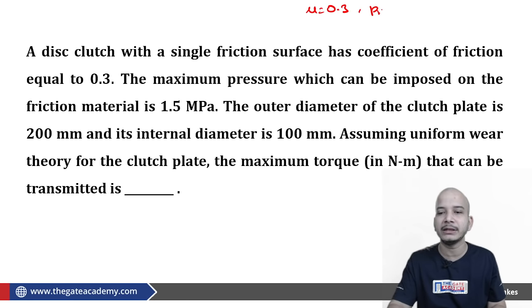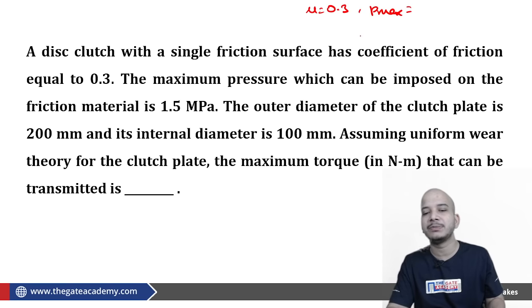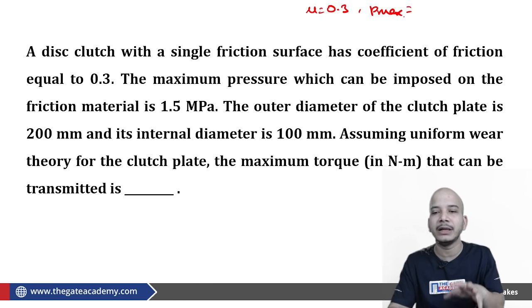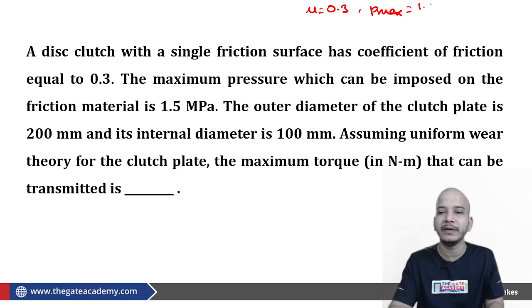They are not saying whether it is P minimum or P maximum, P inner or P outer. They are just saying that P maximum is equal to 1.5 megapascal. The outer diameter of the clutch plate is 200, so DO is given as 200 mm. DI is given as 100 mm.